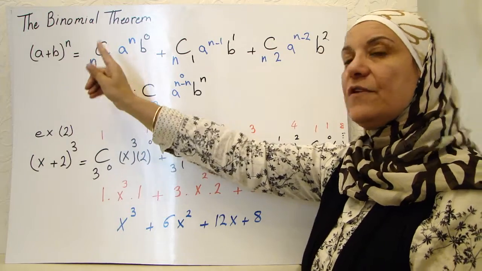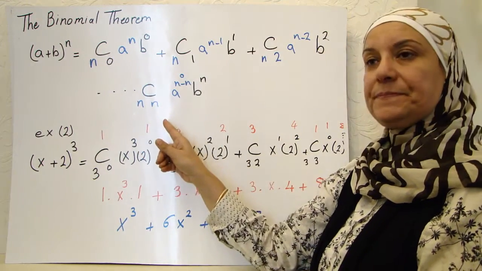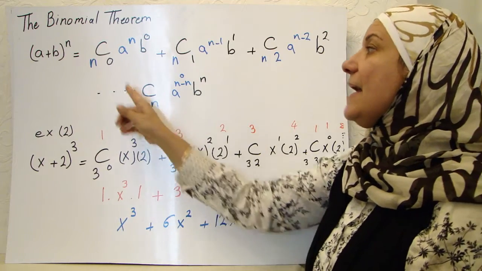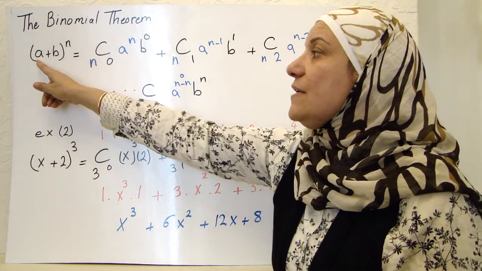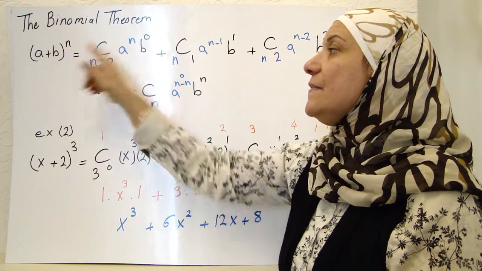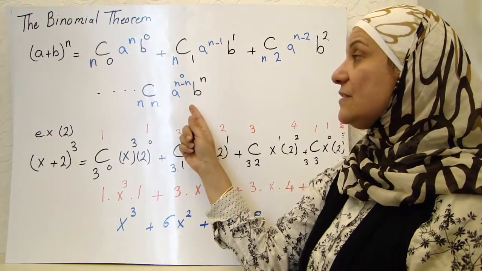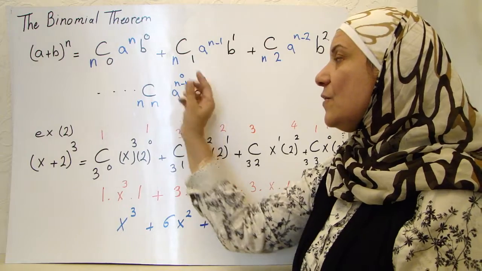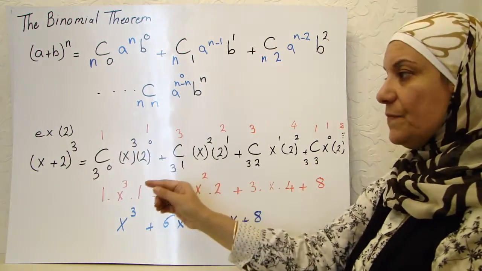I always start from nC0 until I reach nCn. The first term has a with the maximum power first, and the next term has the 0 power, until I reach the last term, which will have a with the power 0 and b with the maximum power. Let me have an example now.